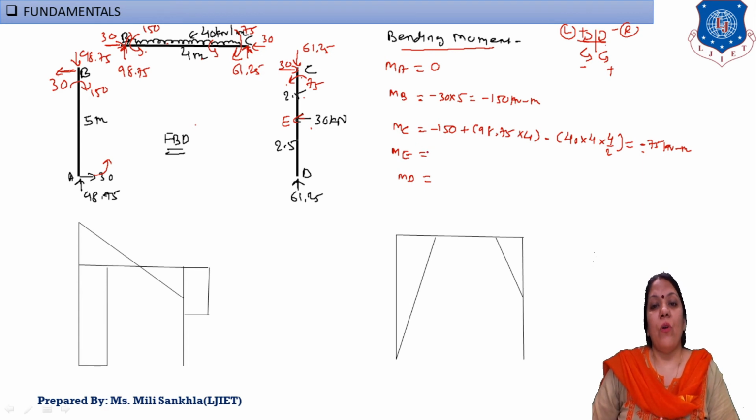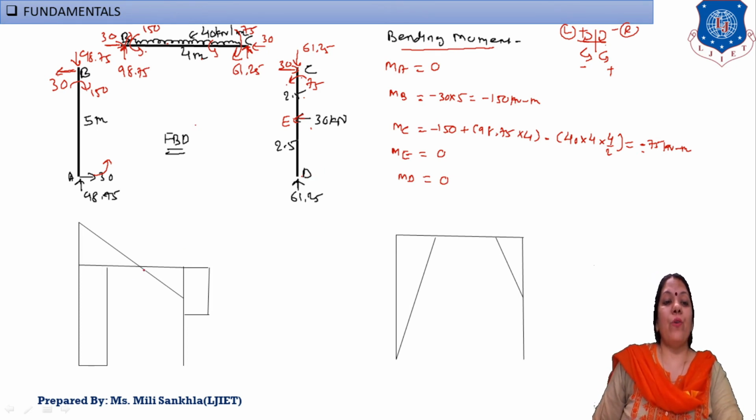Okay, now what is moment at E? Moment at E, that means at that point our moment at E is equal to 0. Okay, because here load is given and line of action is at the same point, so moment is 0. And again here moment at D is equal to 0 because here roller support is given, moment at D is equal to 0.